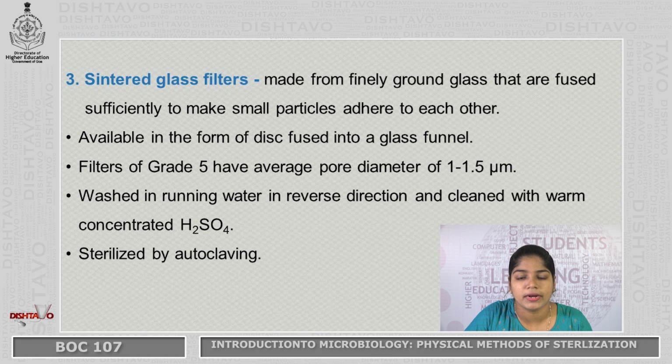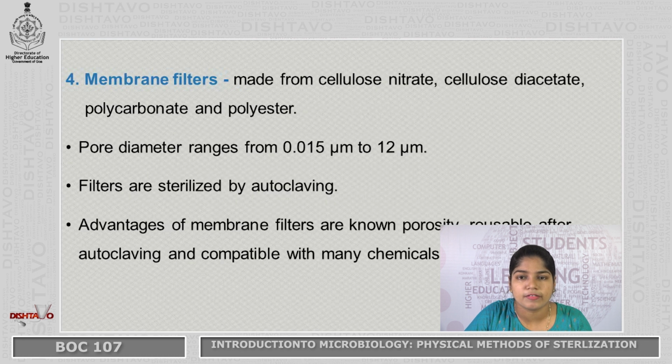Next is the membrane filters. These are basically made from cellulose nitrate, cellulose diacetate, polycarbonate and polyester. The pore diameter ranges from 0.015 microns to 12 microns. The filters are sterilized by autoclaving. The advantages of the membrane filters are known porosity. They are reusable after autoclaving and compatible with many chemicals.